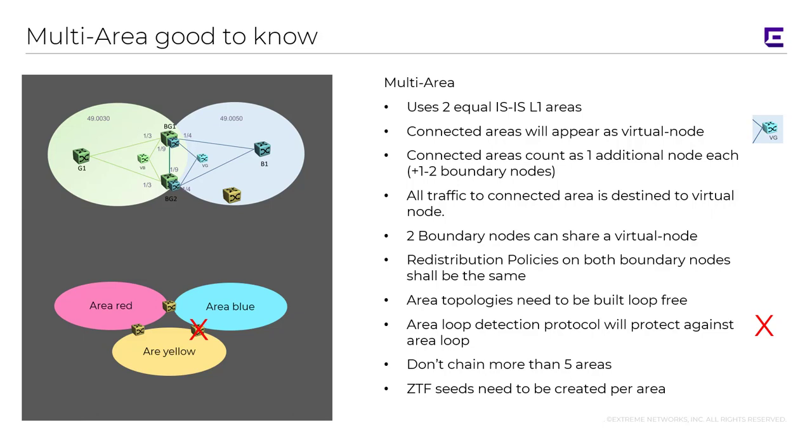You have a chain of three that touches down to the lower bullet where don't chain more than 5 areas. So you could see if you kept on with this design practice of building a ring of areas, you would reach a chain of 5 fairly quick. So that's a big part of design practice to remember. And then the other thing to remember is if you're running zero-touch fabric, the seeds in the nickname servers need to be created per area. So you'd have a ZTF domain in 490030 and another one in 490050.